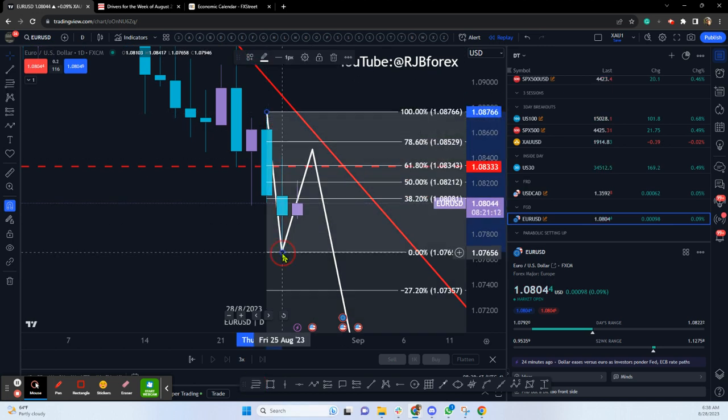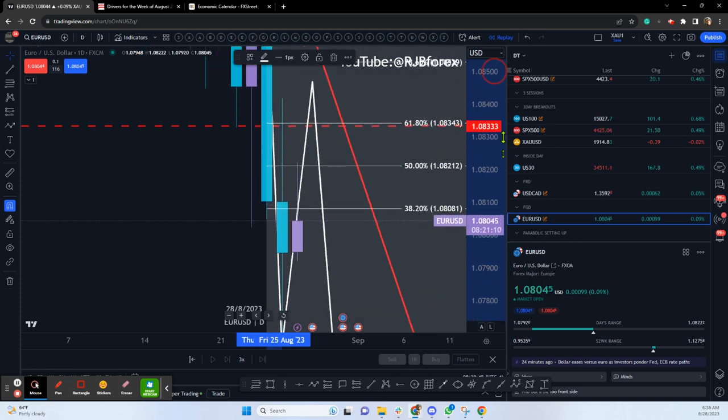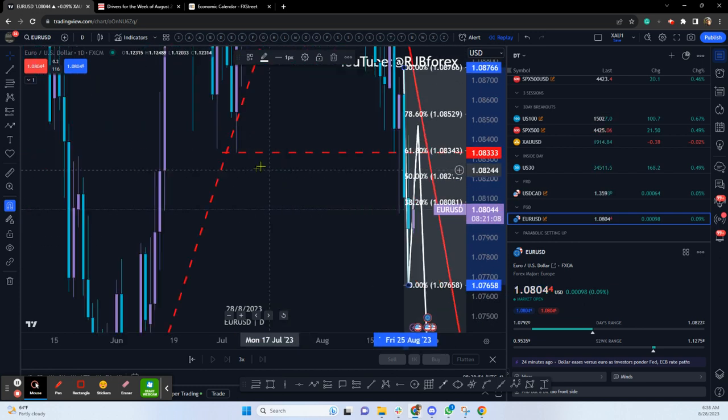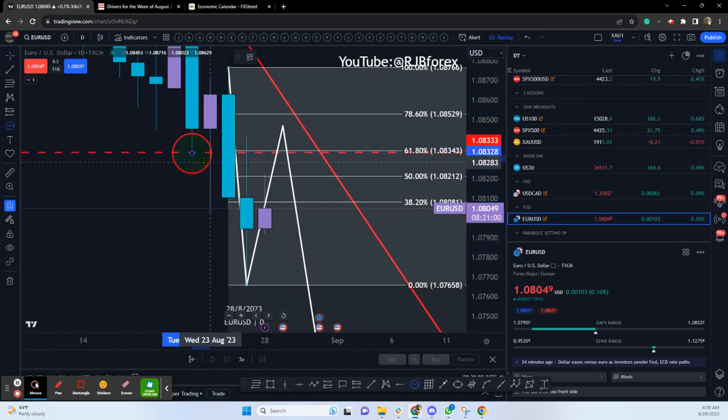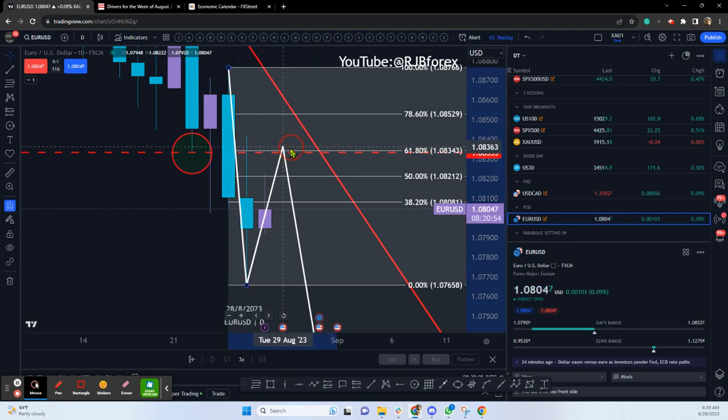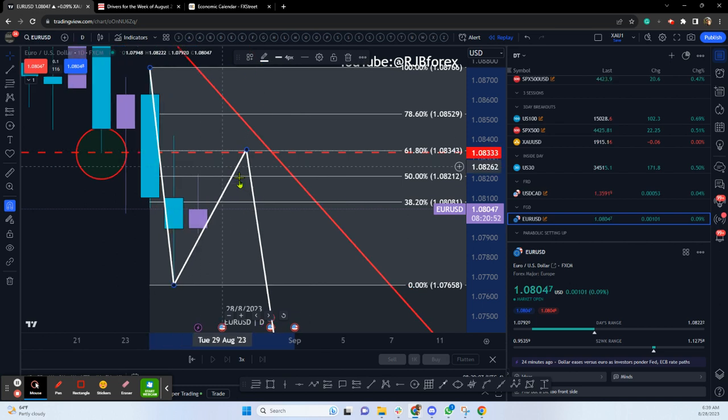So if that's the case, then we've got the 61.8 that aligns with those lows, right? So could regard that as potential resistance. So we're looking for a move up for the day ahead. We've already had a sell-off, so perhaps we've got some imbalance to come up and test.